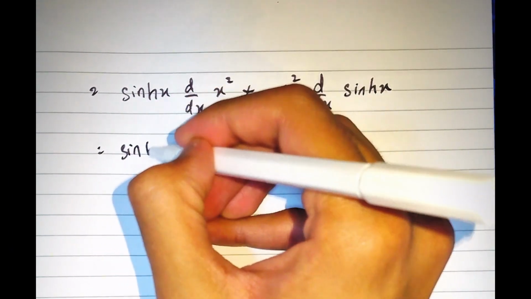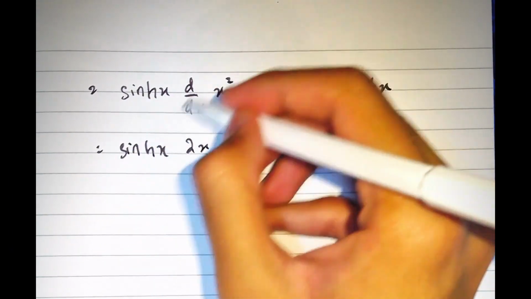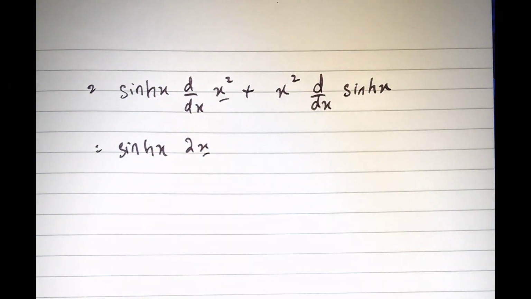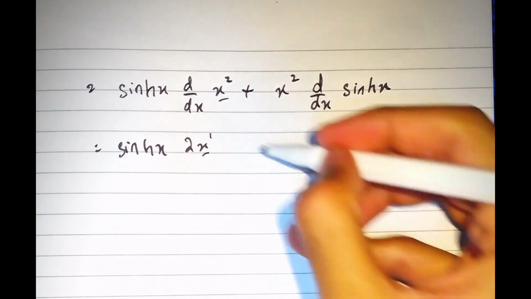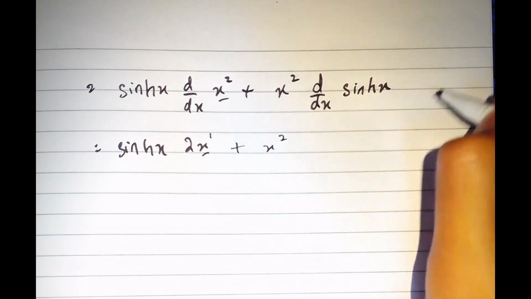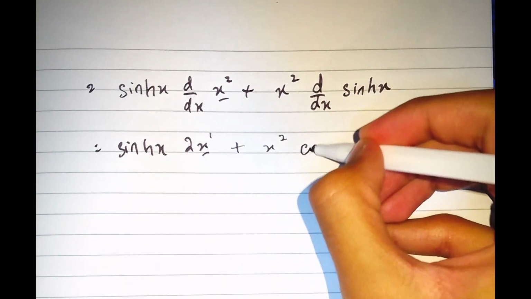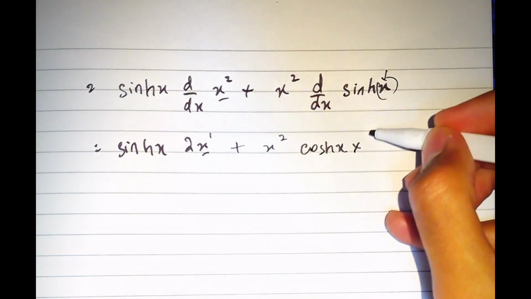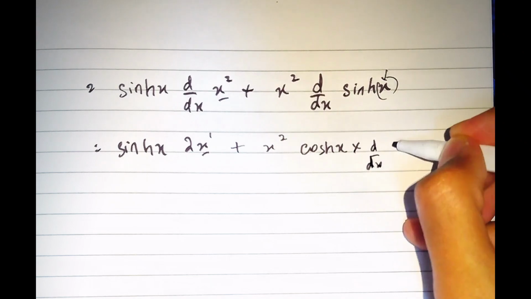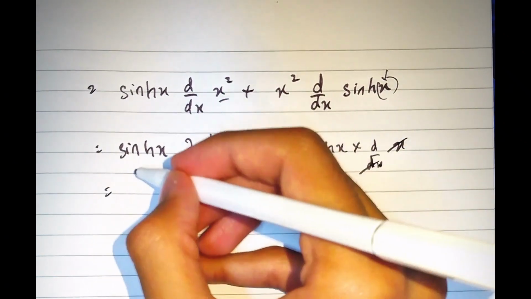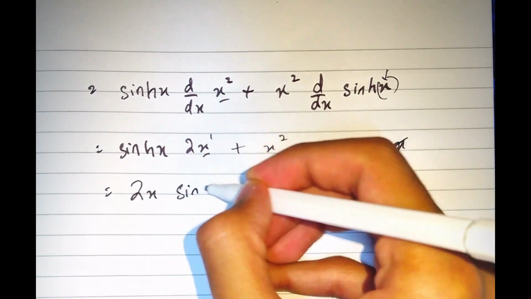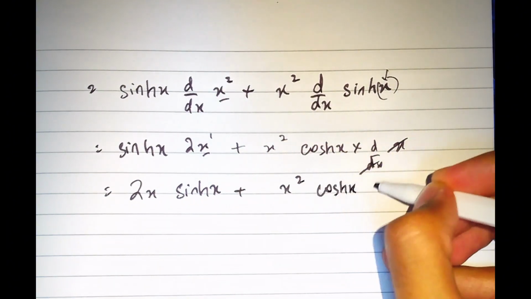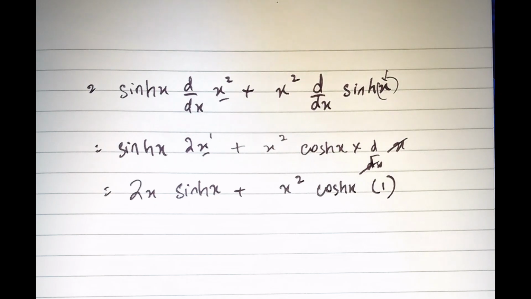So the sine hyperbolic x would be as it is, and the derivative of x squared would be 2x, because the power will be separated, the function will be as it is, and then the power minus 1. What is the power? It is 2. Minus 1 would be 1. We don't usually write 1, of course. Then x squared, and the derivative of sine hyperbolic x is equal to cos hyperbolic x multiplied by the derivative of the function. What is the function? It is this thing right over here. So d by dx of x is 1, and we are left with 2x sine hyperbolic x plus x square cos hyperbolic x, of course multiplied by 1. You can write it, or if you don't want to write it, just don't.